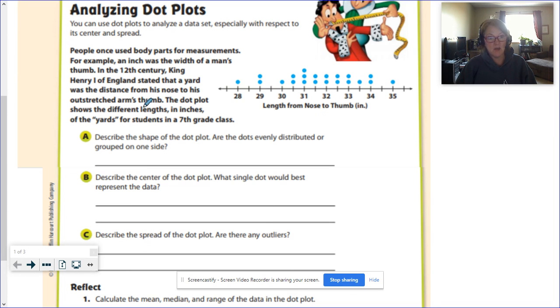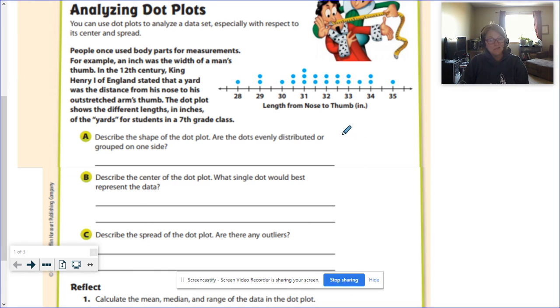So this dot plot shows the different lengths in inches of the measurement from your nose out to the end of your thumb, to see how close they are to 36 inches, which is what we call a yard today. So here's the data. We've got dots all over the place. As we look here, 1, 2, 3, 4, 5, 6, 7, 8, 9, 10, 11, 12, 13, 14, 15, 16, 17, 18, 19, 20, 21. So there must be 21 students in this class.